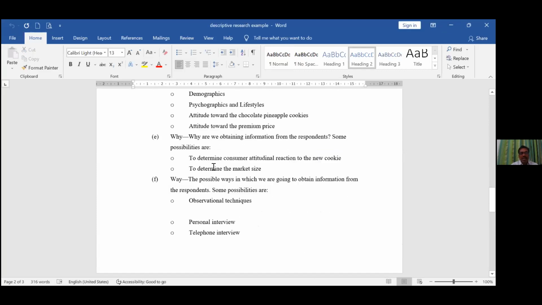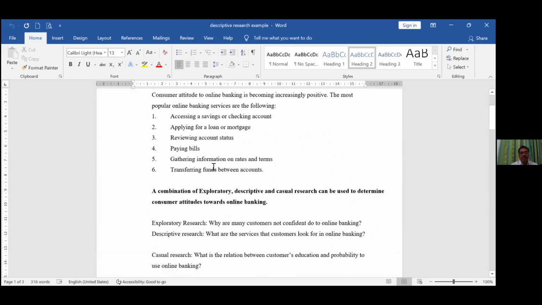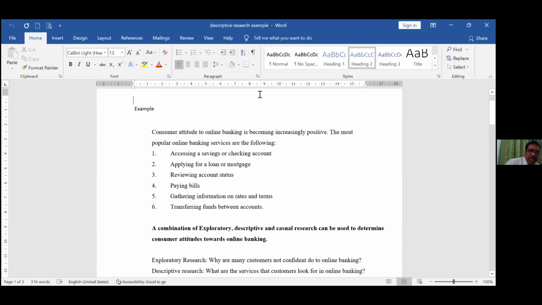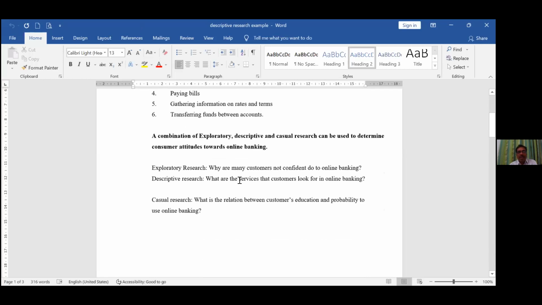Similarly, I would like to share another example with regard to cross-sectional and longitudinal research. Let's take this: consumer attitude on online banking is becoming increasingly positive. The most popular online banking services are as follows. You are all aware of online banking services: accessing a savings or checking account, applying for a loan, reviewing account status, etc. Now let's see how questions should be asked if it is exploratory research, and if it is descriptive research.